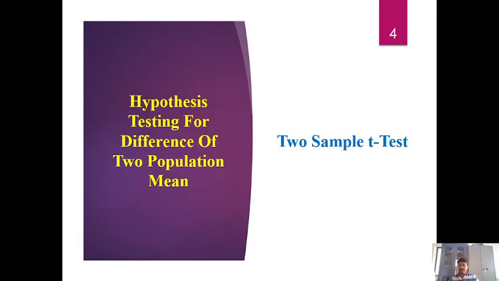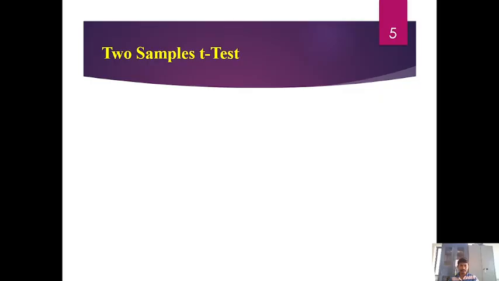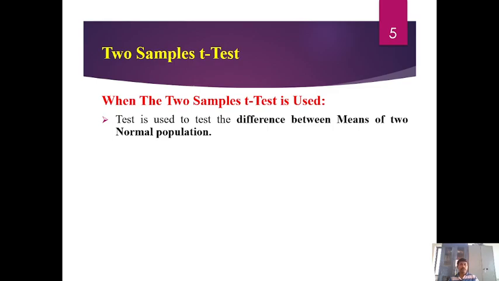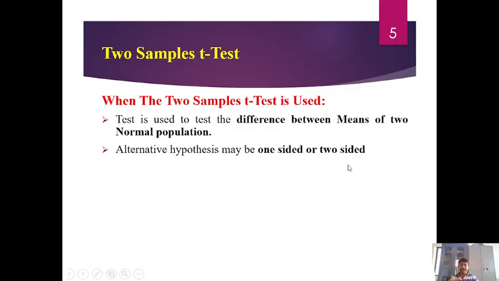So in this presentation we are focusing on two sample t-test. Two sample t-test is used to test the difference between two population means of normal population or normal distributions. So alternative hypothesis may be one-sided or two-sided, which is greater than type or less than type, or two-sided. Generally population variances are unknown. The procedure of two sample t-test is as follows.